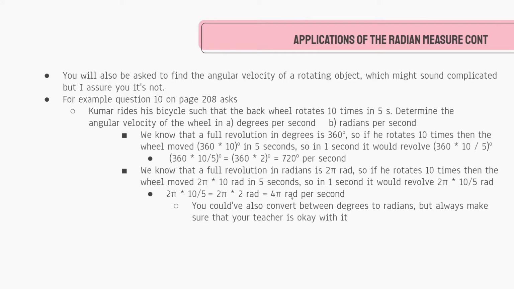What you could also have done is convert 720 degrees to radians by multiplying it by pi over 180, which you would see would get you exactly 4 pi. But depending on your teacher, perhaps they would want you to do the full procedure rather than converting, but again, they'll get you the same answer, so I don't really see a problem with it.